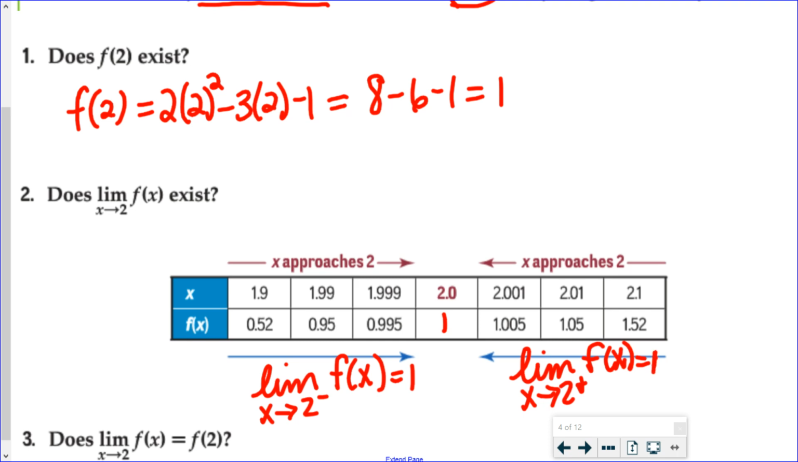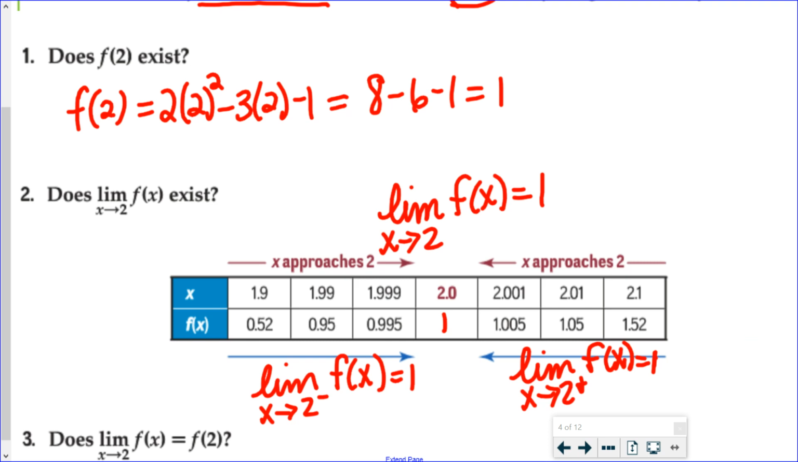So since the left-hand limit and the right-hand limit are both getting to 1, my overall limit is getting to 1. So I can say we have a limit as x goes to 2 of f of x, and that limit is 1. So in order for the limit to exist, the left-hand y values have to be going to the same place as the right-hand y values. They're both going towards 1, so the limit exists, and that value is 1.